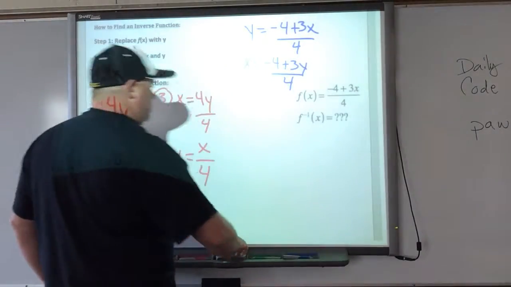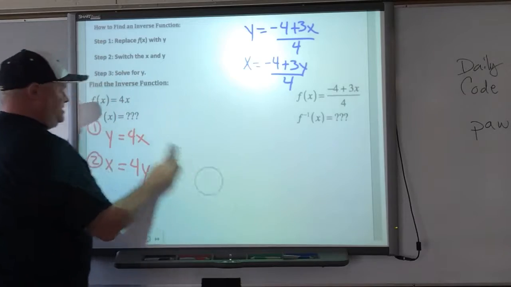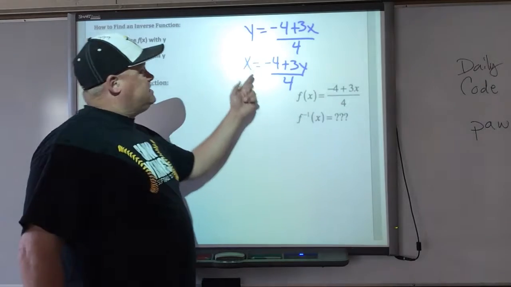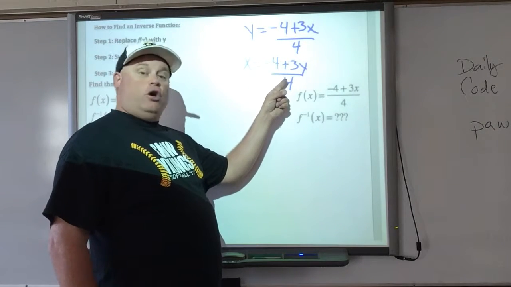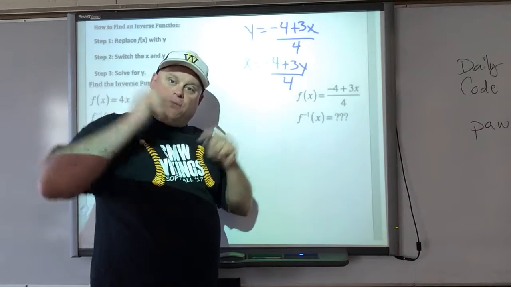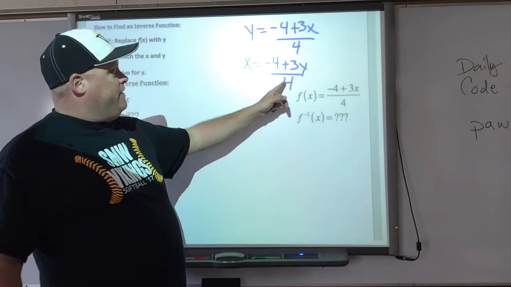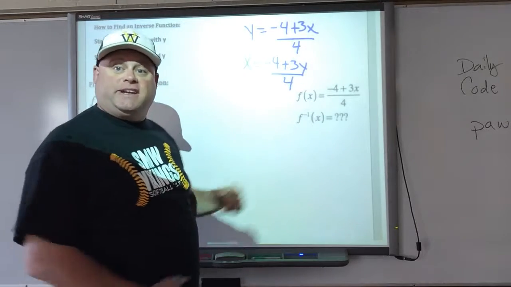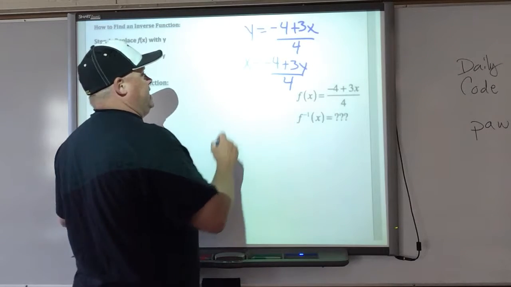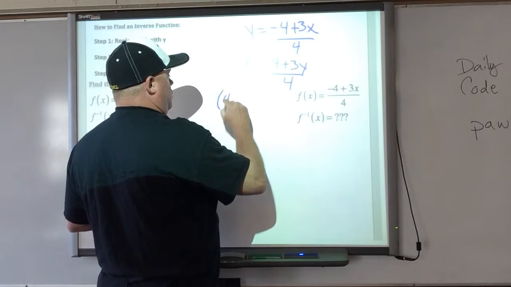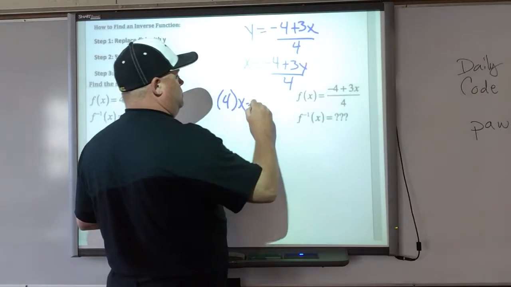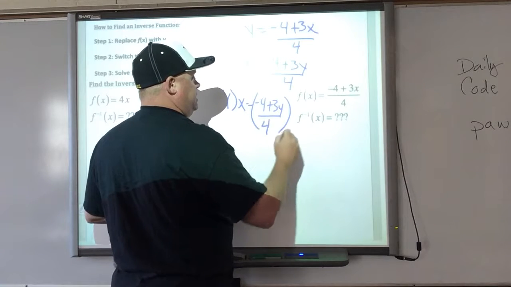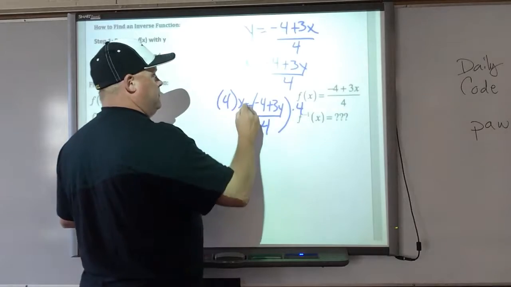From here, step 3, solve for y. I'm going to go ahead and erase this. We've already done this one. It gives me a little bit of room. Now let's look at this. Solve for y. x equals negative 4 plus 3y all over 4. Remember in algebra, we have a denominator here. How do I get rid of the denominator? I'm going to multiply both sides by that denominator, which means I need to multiply the x by 4. So 4 times the x must be equal to the negative 4 plus 3y divided by 4, all of that multiplied by 4.